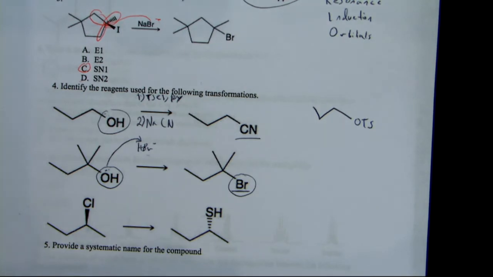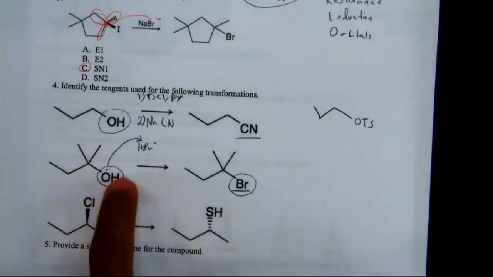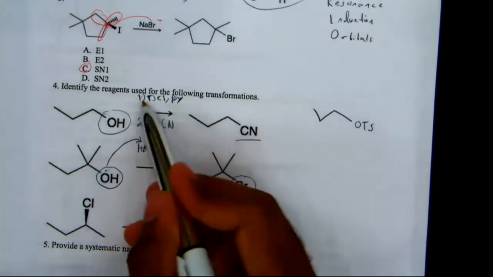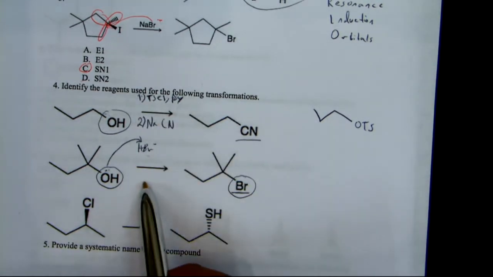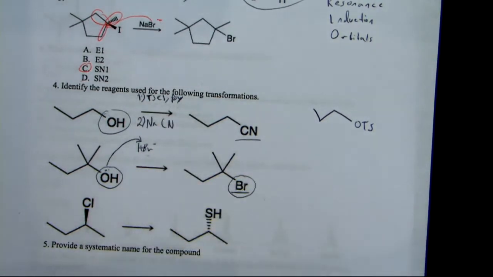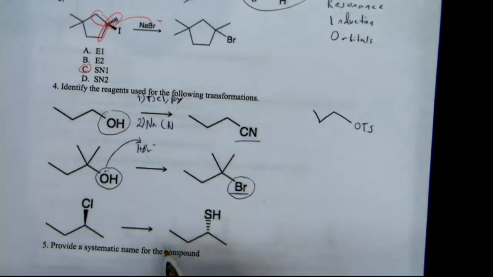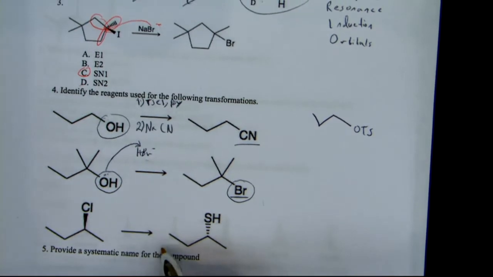But if you really wanted to, you could just use TsCl-Py as your first step, like we did here, and then you could decide to use NaBr and then replace it there. Yes? For the first one, I have used HCN in Orgo 2 for some things, but I've never seen you guys use HCN, so that's why I didn't mention it. I'm sure it probably works, but I would like you guys to confirm that, because Orgo 2 is the only time I've ever used HCN.